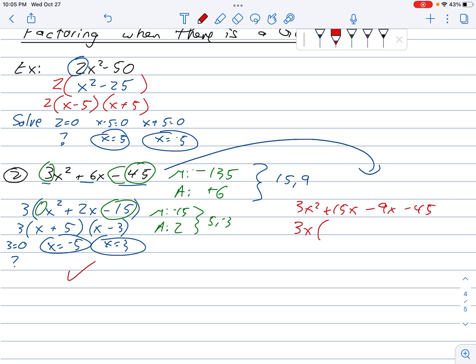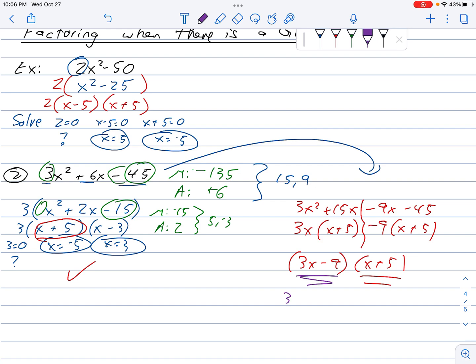If I do it this way, I get an x plus 5. Take out a 9, and I get an x plus 5. But then if you look at the first term, I have the x plus 5. That matches. And then I have a 3x minus 9. If I go to solve this, I get x equals 3, which is what I had.